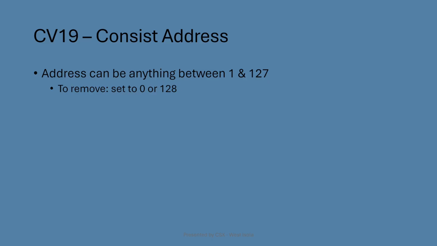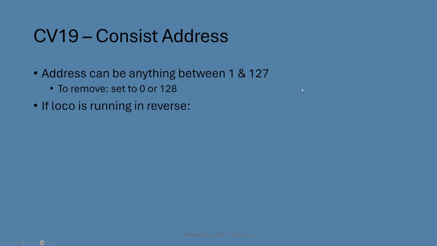If you want to remove it from a consist, all you have to do is set CV19 to either 0 or 128. Doesn't matter which one, both of them do the same job. As soon as you do that, it will stop reacting to the consist address and it will now revert to reacting to its own address.